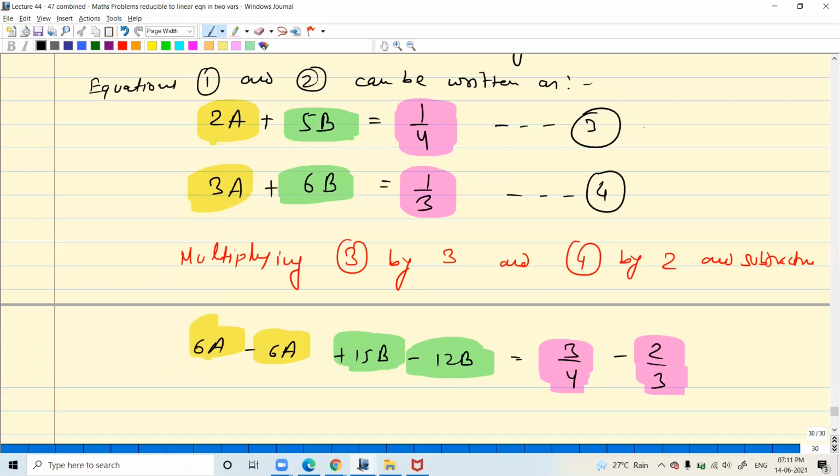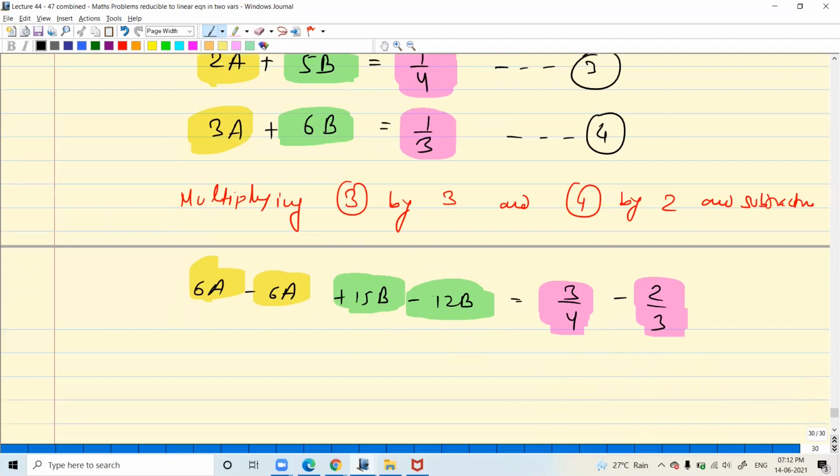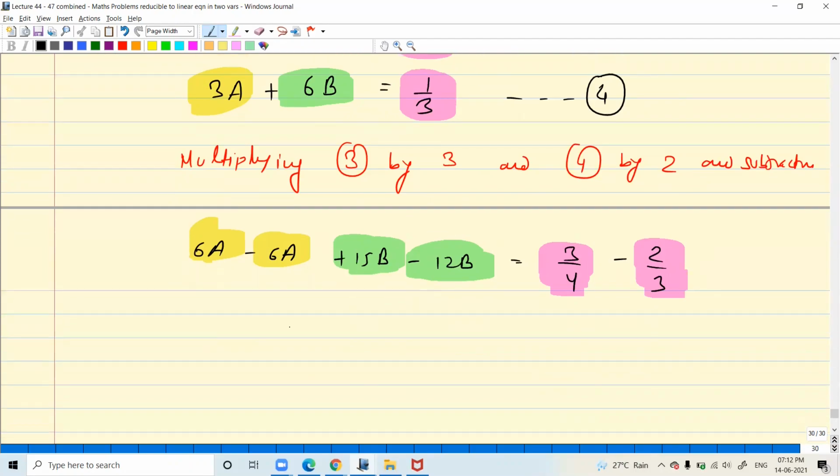If you're subtracting the third one from the fourth, you have to be careful. You have to do 15 minus 12, and in the same way 3 by 4 minus 2 by 3. So don't interchange it. You have to be consistent. Whichever you are subtracting from, you have to write that first. So anyway, these two get cancelled.